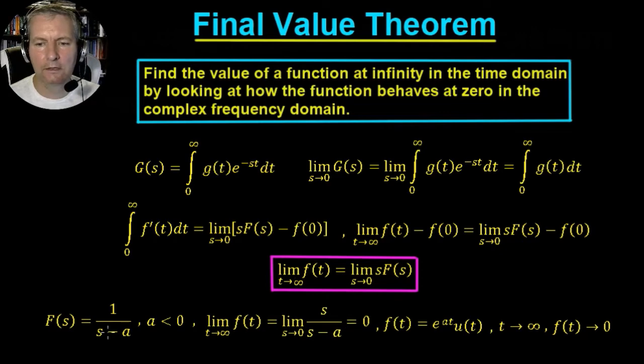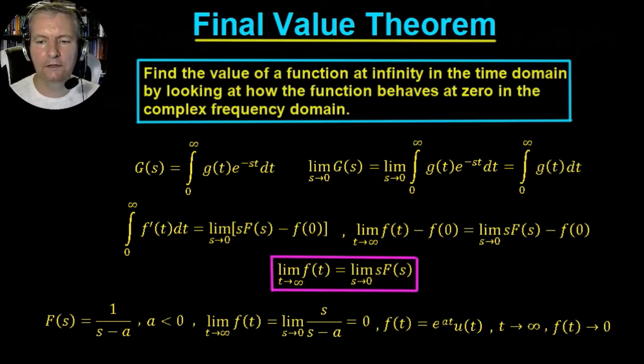So the time domain equivalent of this function here is f of t equals e to the minus at u of t. Now remember here we're dealing with values for a less than 0. Okay, so it means then that as t tends off to infinity, we're going to have e to the minus infinity. So e to the minus infinity is just going to tend towards 0 as t tends towards infinity. So that does in fact work.